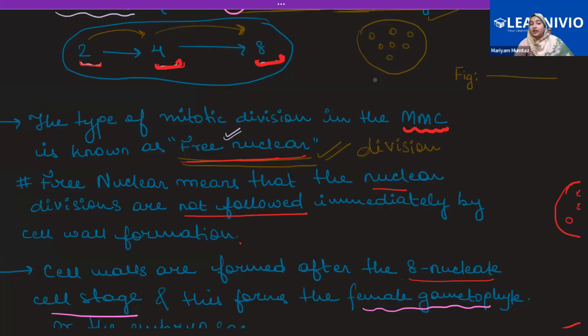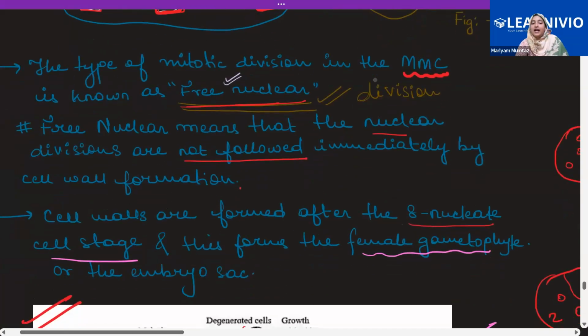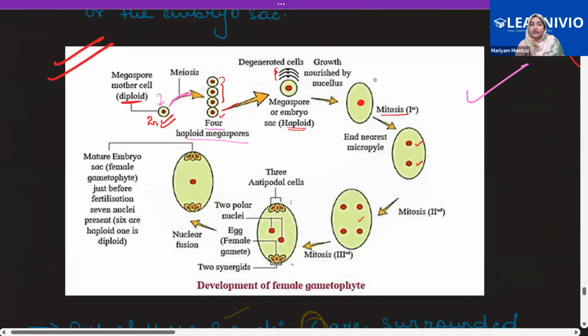So it's like a multi-nucleated situation. Now, after this step, the cell wall starts to form, and that becomes the female gametophyte. So now see, this is the whole entire thing that I said. It is mentioned in this diagram.